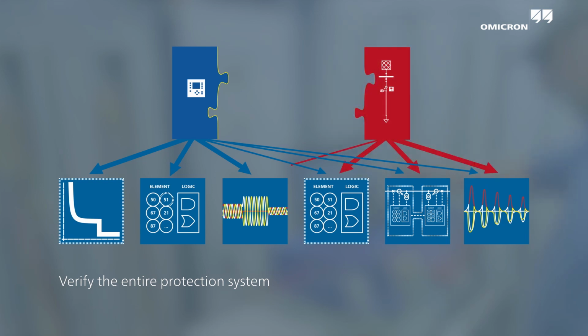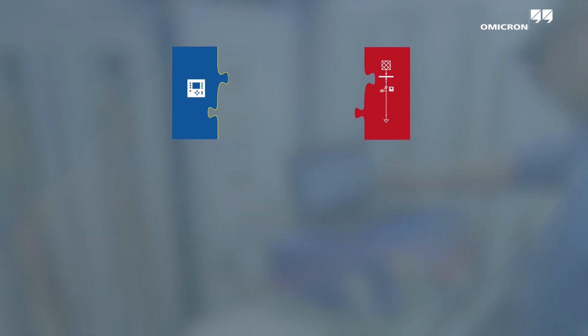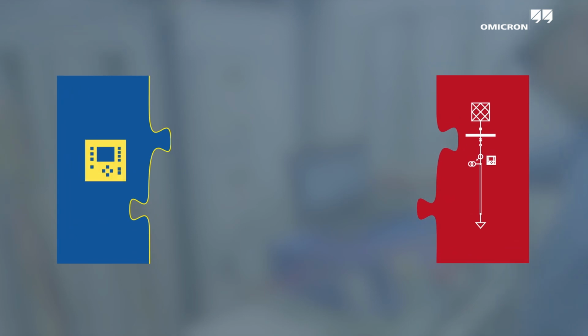RelaySimTest is based on the electric power system for testing the entire protection system, including the simulation of connected CTs and VTs and the interaction with breakers and other IEDs. Test Universe is based on the relay and its settings, and RelaySimTest is based on the power system or the relevant part thereof.